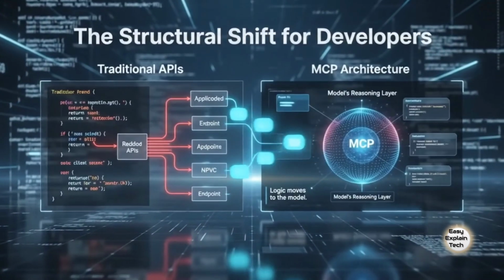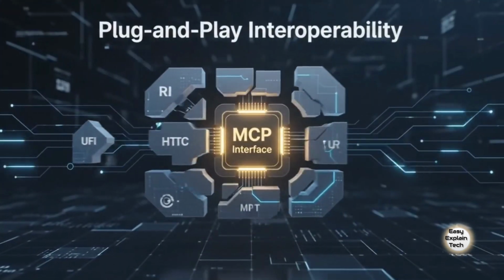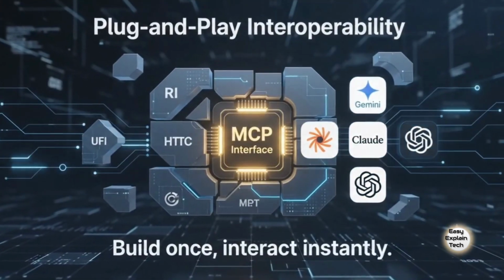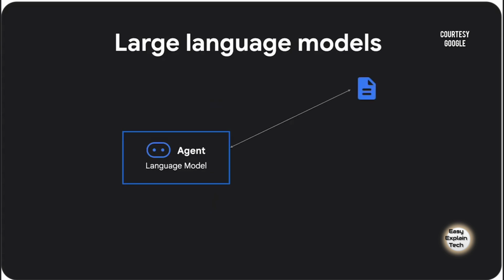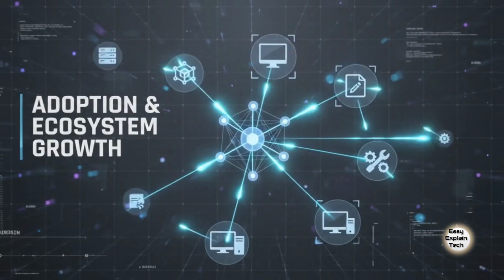This friction is driving a fundamental architectural shift toward the Model Context Protocol, MCP, a new standard specifically designed for model-native software. MCP does not replace traditional backends or APIs. Instead, it sits directly on top of them as a semantic middleware translation layer.